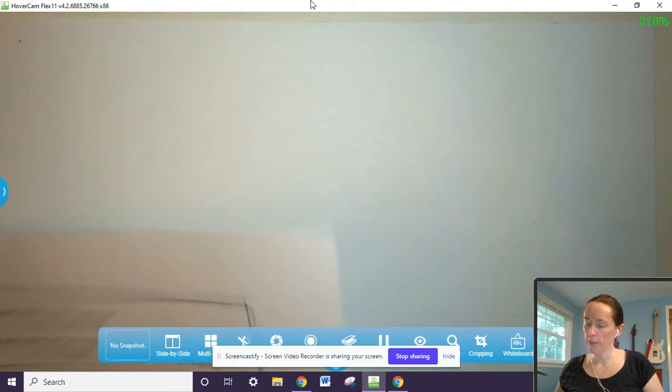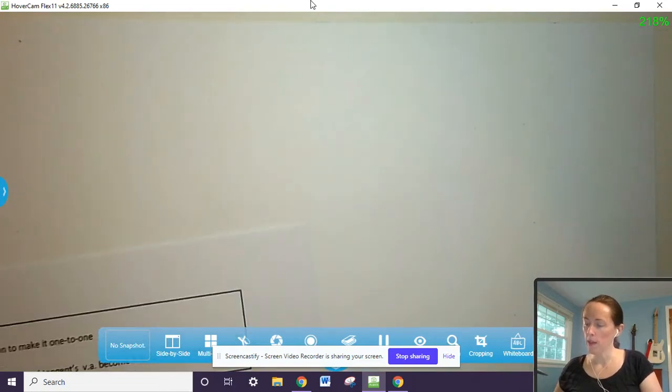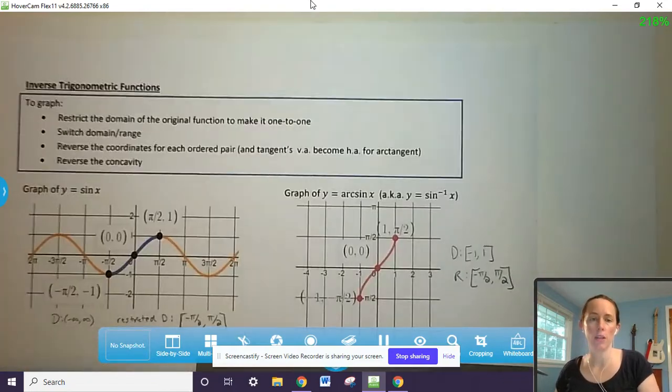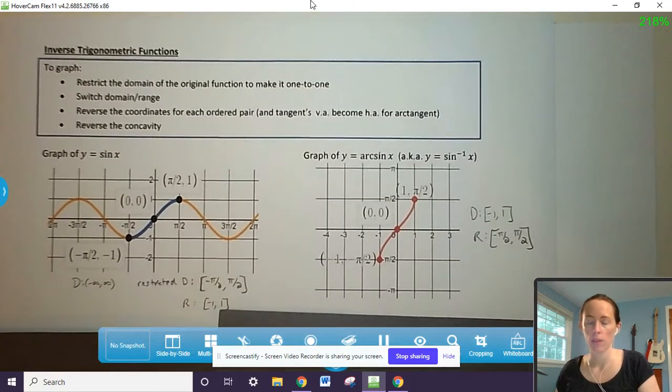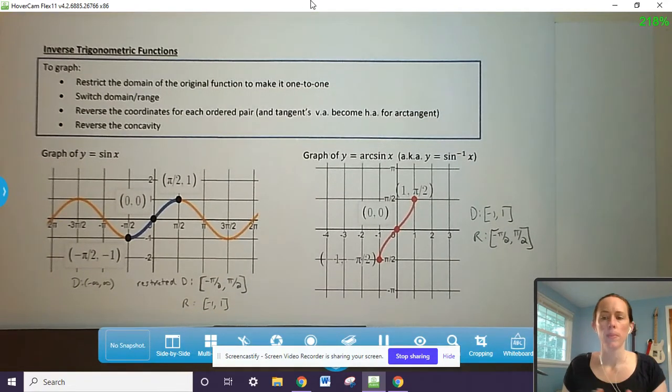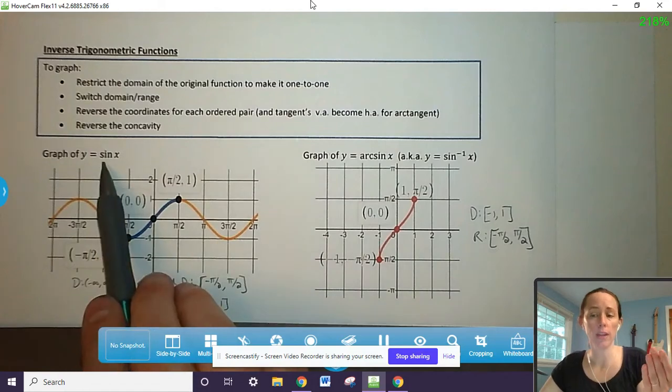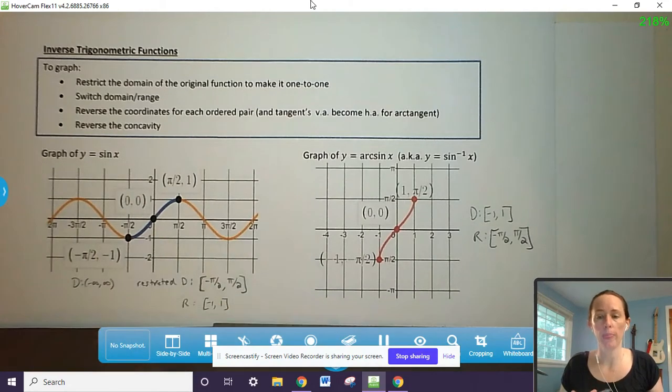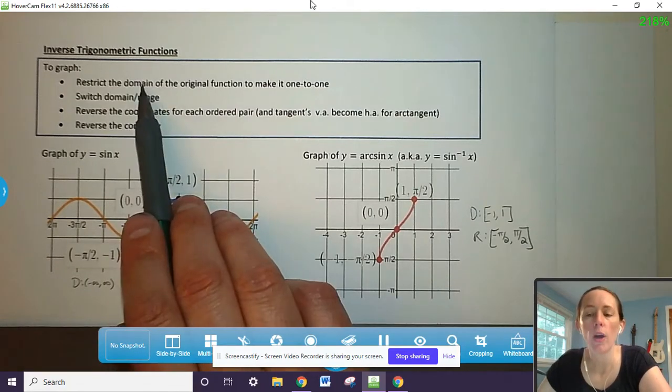So for graphing inverse trig functions, here are the steps that I taught in class. It's not the only way to go about things, but this is the way that I taught in class. For example, if we wanted to graph inverse sine, we would think of the graph of regular sine because we're really good at that. We're familiar with it. And then what we would do is restrict the domain. So we want to make it one-to-one.